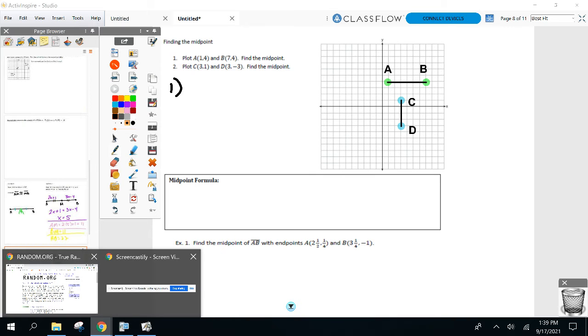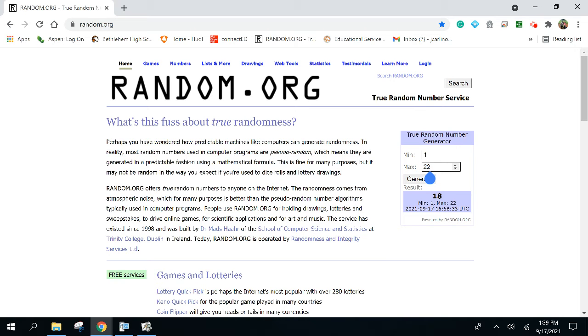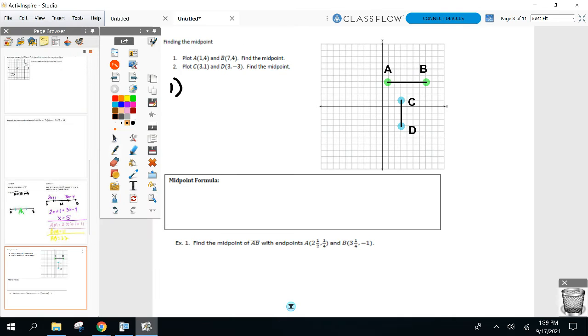Okay, let's talk to somebody here. Make sure I get everybody involved. 14, here we go. Charlotte, what'd you get for the midpoint here? I got 4, 4. Good job, 4, 4. Yep. Okay, number 2, find the midpoint of CD.